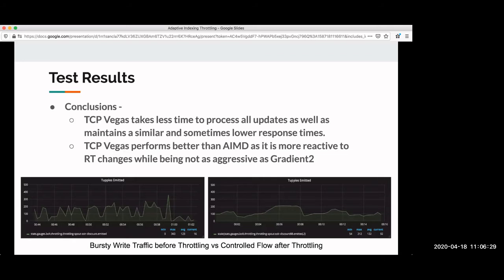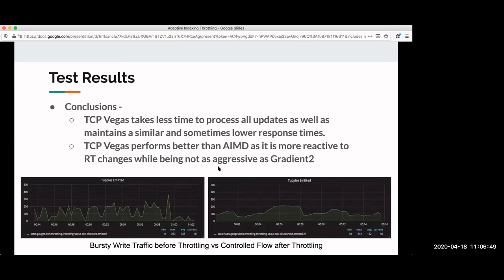Now the question arises, why was TCP Vegas able to perform better, and what were the drawbacks in AIMD and Gradient 2 which were not suited for our use case? They must be great algorithms for some other use case, but for our use case, TCP Vegas performed better.